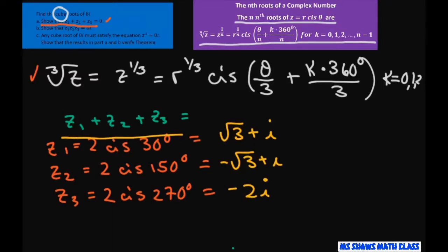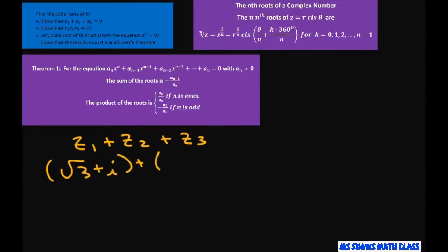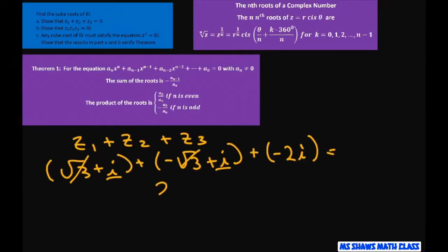So now we need to add those up. We get z1 plus z2 plus z3, and that's going to equal square root of 3 plus i, plus negative square root of 3 plus i, plus negative 2i. So these two will cancel. You have 2 i's here minus 2i, and that gives you 0.